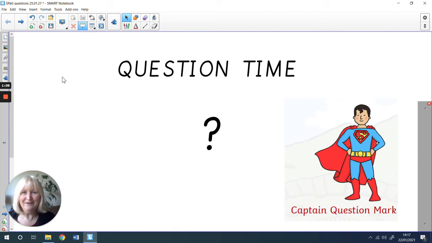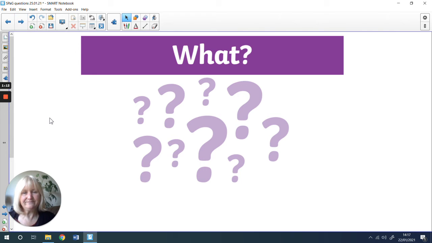Let's have a look at the first part of our lesson, thinking of different questions you can ask. Different questions start with different words. This word says what, and this is the sign for what. What is your name? What is your favourite colour? What are you doing today? Finger up and wiggle.